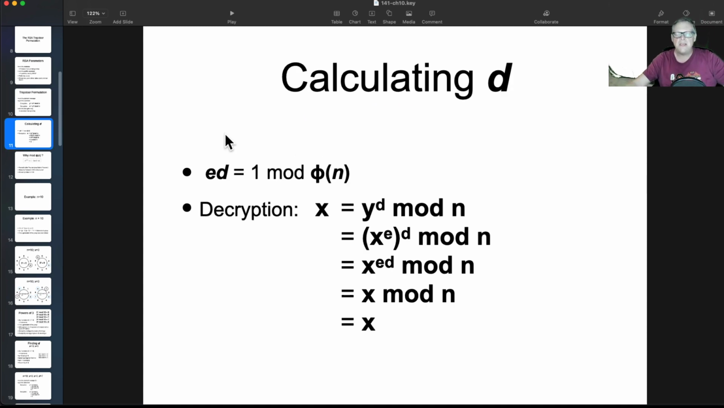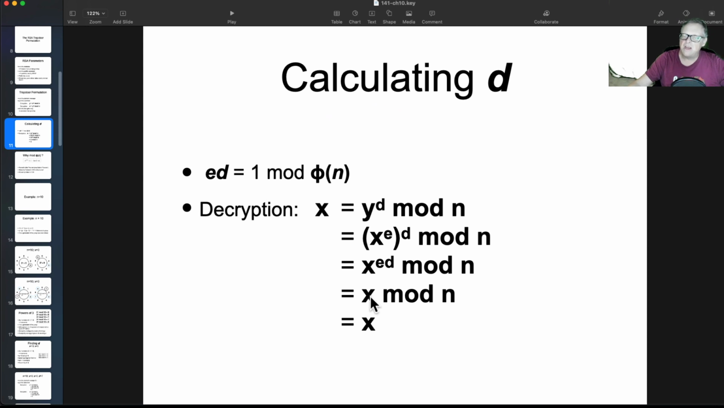To calculate D, you need D times E to be 1 mod phi. And that means if you do the decryption, X is Y to the D mod N, which is X to the E, that's what Y is, to the D mod N, that's X to the ED mod N. Now, E and D are 1 mod phi. And it turns out that this just comes out to be 1 up here.